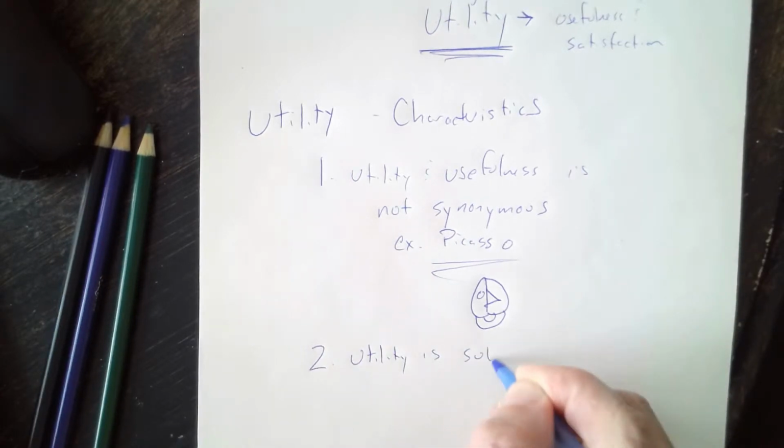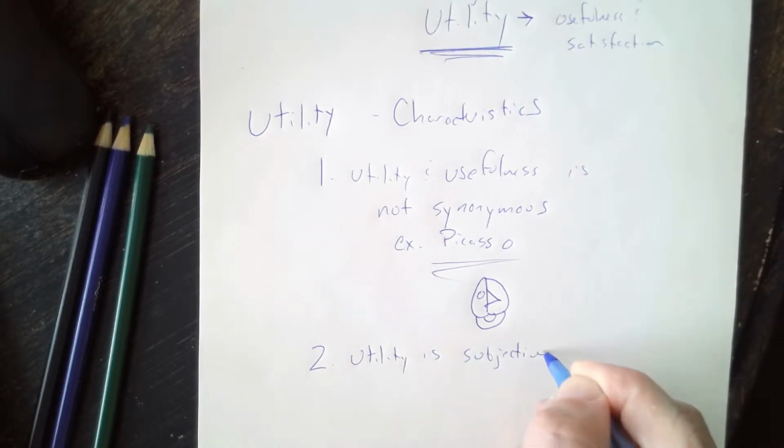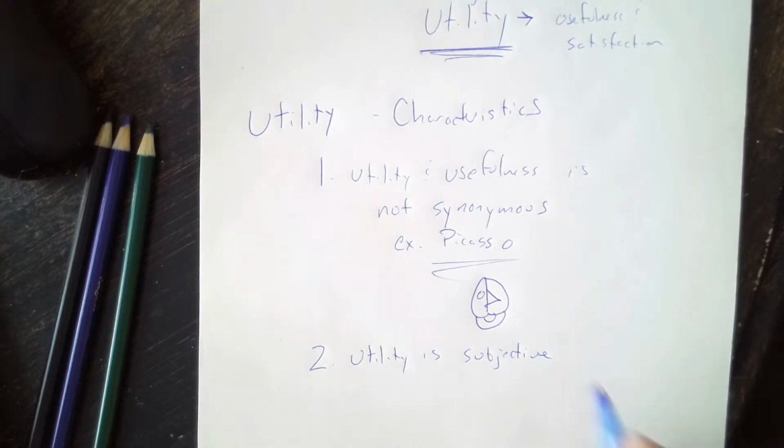Second characteristic, utility is subjective. Remember, subjective means open to interpretation. So when I talked about utility before, I asked you, how much utility do you get out of whatever the item was? And somebody could say 10, somebody could say 100, but what's it on a scale of? So utility is completely and totally open to your interpretation, whatever you want it to be.